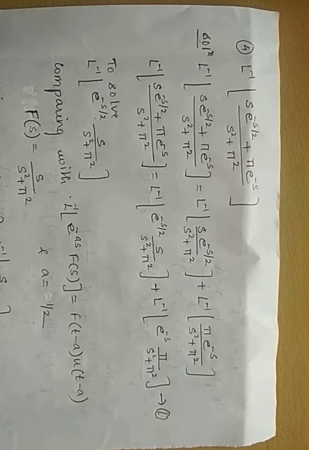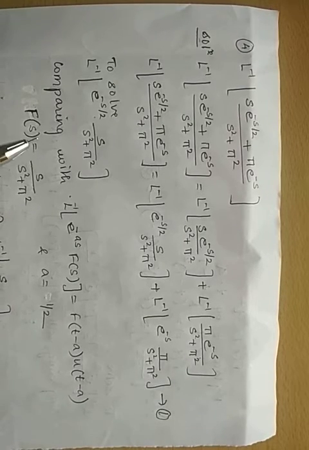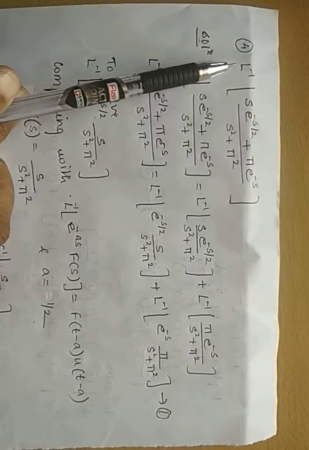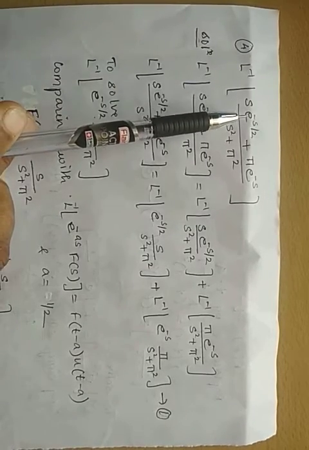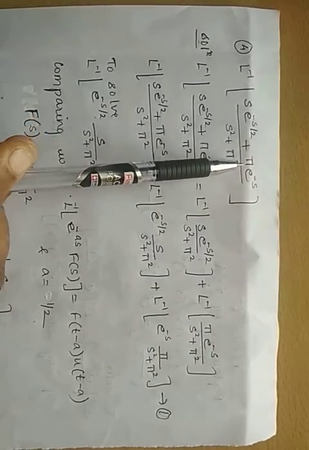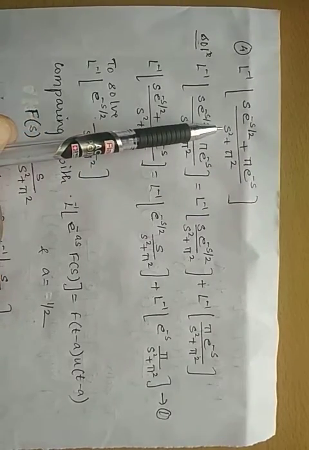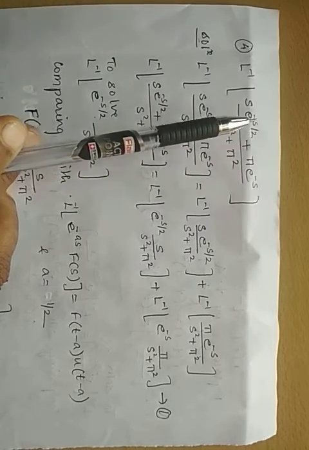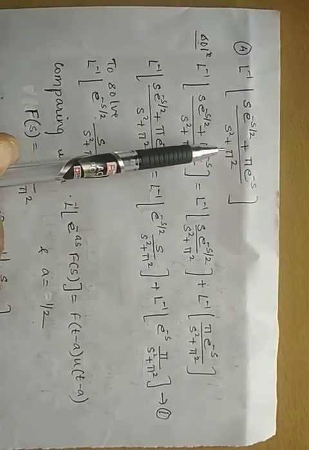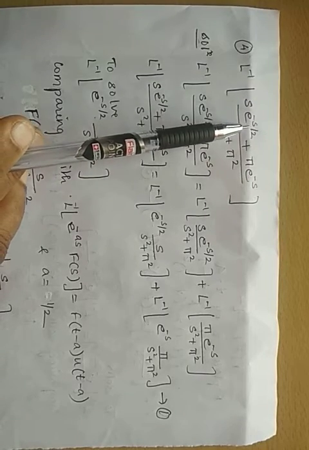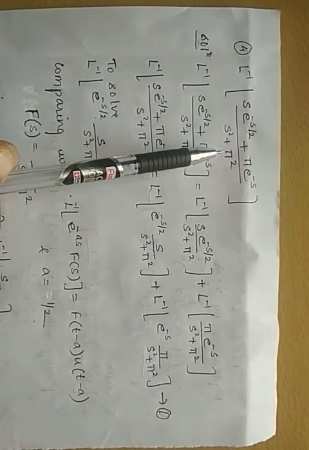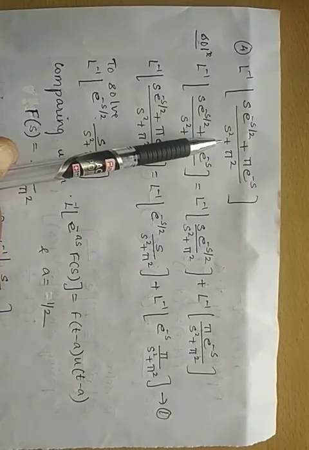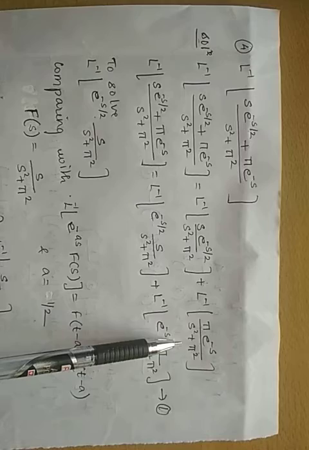Students, we will see the fourth type of problem, in e raised to minus as into f of s type. They are asking us to find L inverse of s e raised to minus s by 2 plus pi e raised to minus s upon s square plus pi square. Plus sign has come in the numerator, so I'll split it as L inverse of s e raised to minus s by 2 upon s square plus pi square plus L inverse of pi into e raised to minus s upon s square plus pi square.